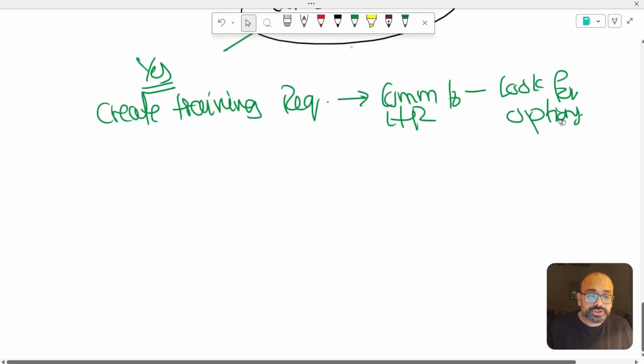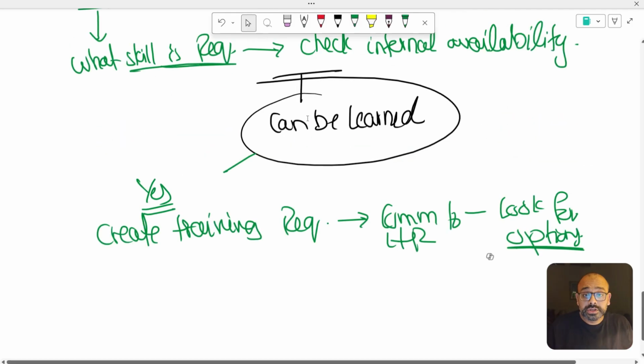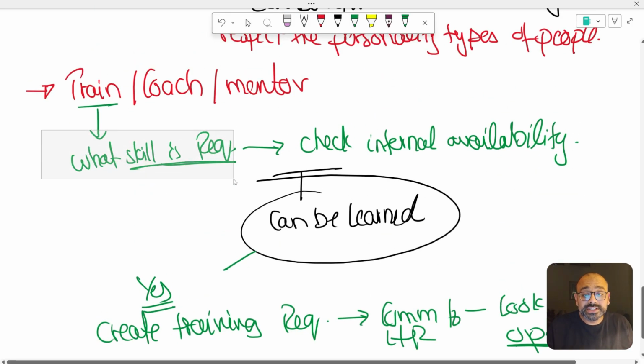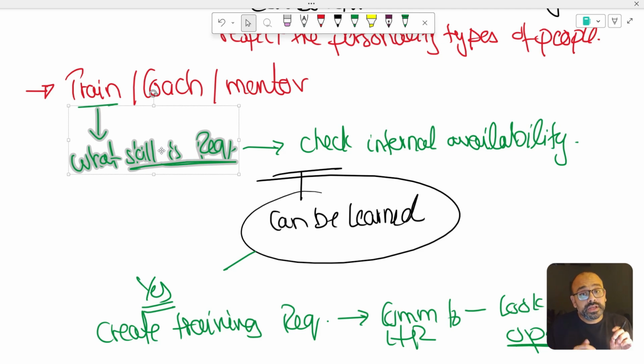Look for options. What options do you have? Can you go for the cheapest option, or does it require some specialized training, which will require some additional funds? So look for the cheapest option when it comes to the training. And then of course you conduct the training. The outcome of the training is very important here, because we all started with what skill is required. So the outcome of the training must be: is the skill acquired or not? Does it improve the project performance or not?